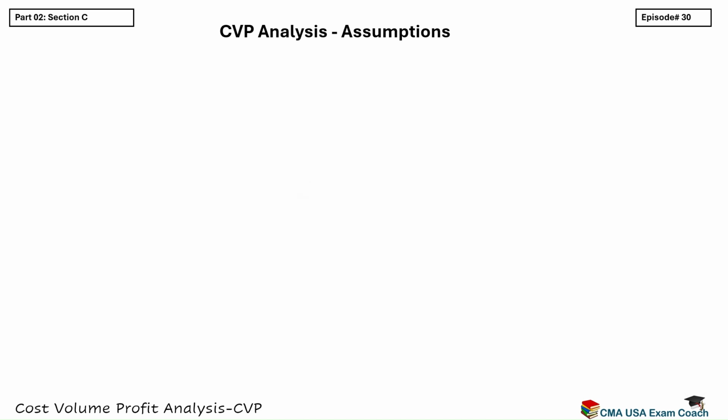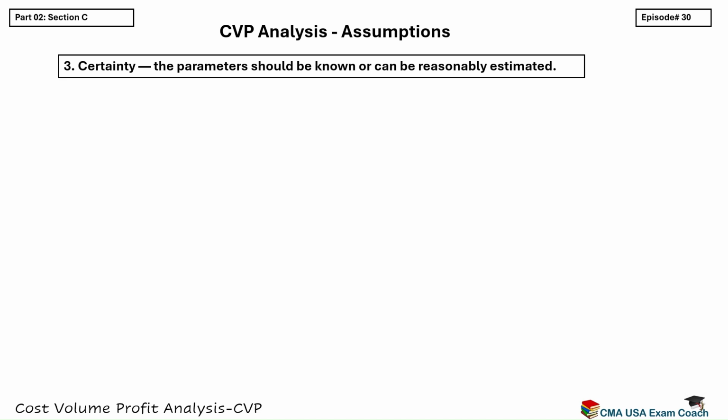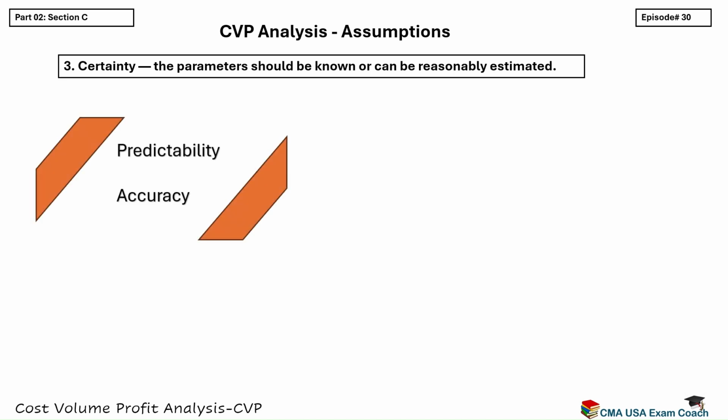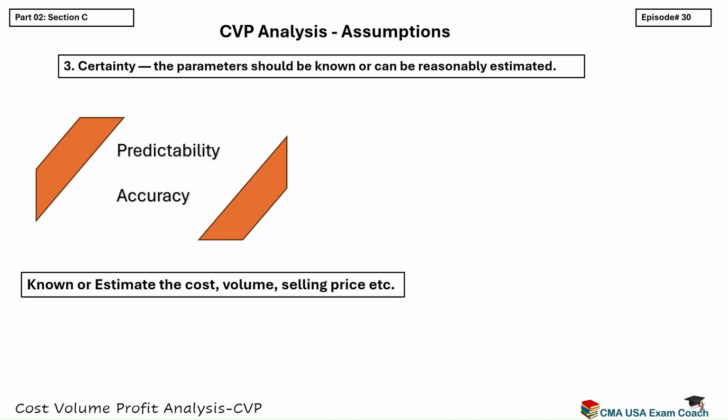Assumption number 3. Certainty. The parameters should be known or can be reasonably estimated. This assumption is all about predictability and accuracy. When we perform CVP analysis, we need to input certain key data, like the selling price per unit, the variable cost per unit, the total fixed costs, and the expected sales quantity. This assumption tells us that these parameters, selling price, cost, and quantity, should either be known exactly, or at least we should be able to estimate them with reasonable accuracy.